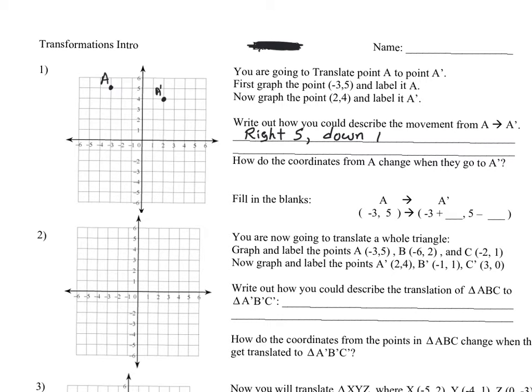So we're going to fill in the blanks. Well, from -3, 5, what I did, as I just illustrated there, for my x value, I moved 1, 2, 3, 4, 5 to the right. So I took my x value and I added 5. And I took my y value.